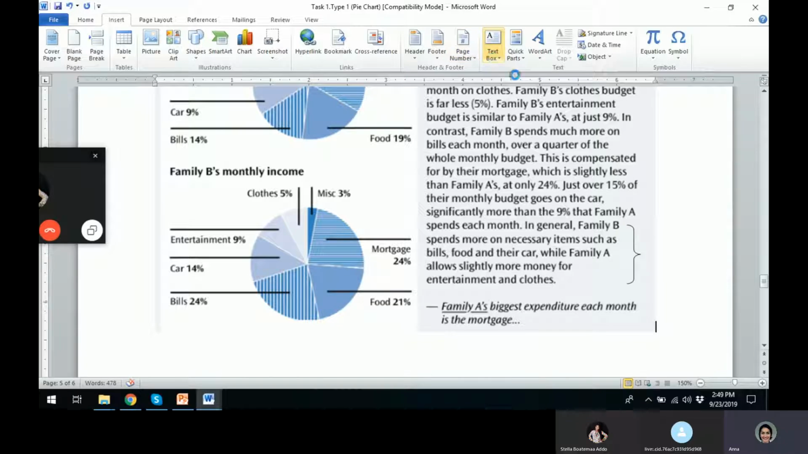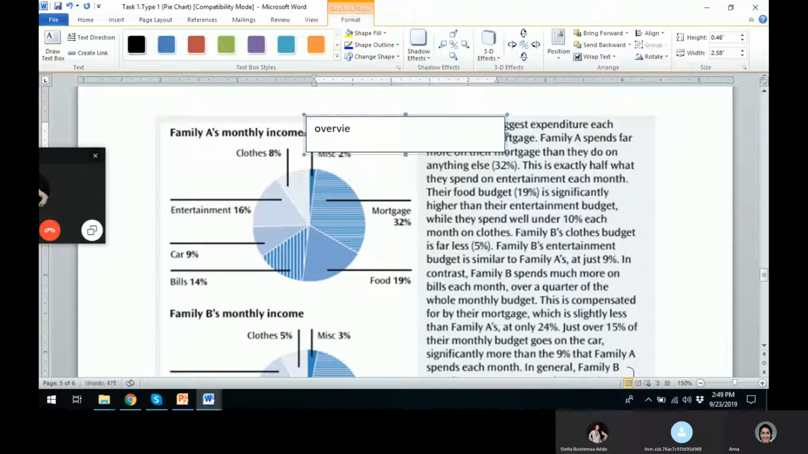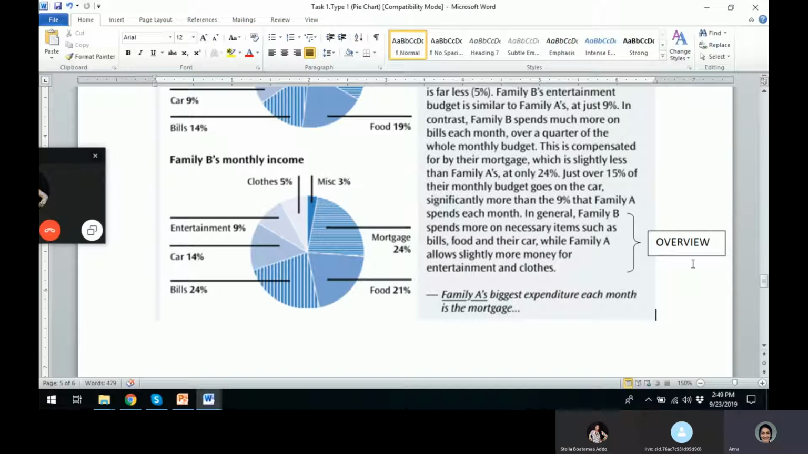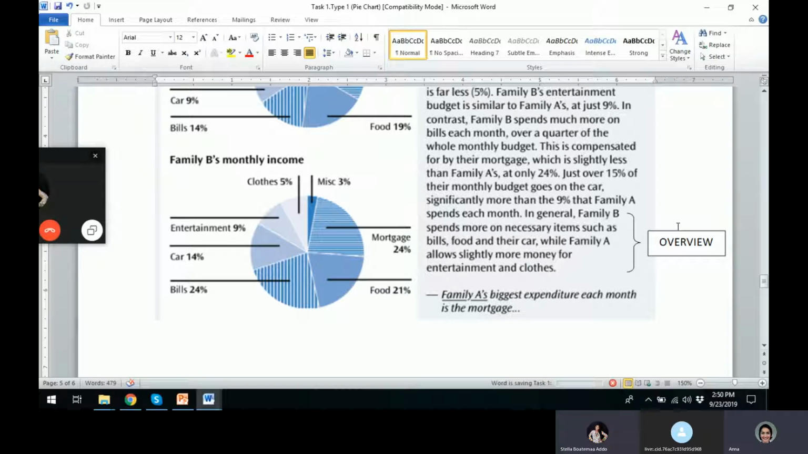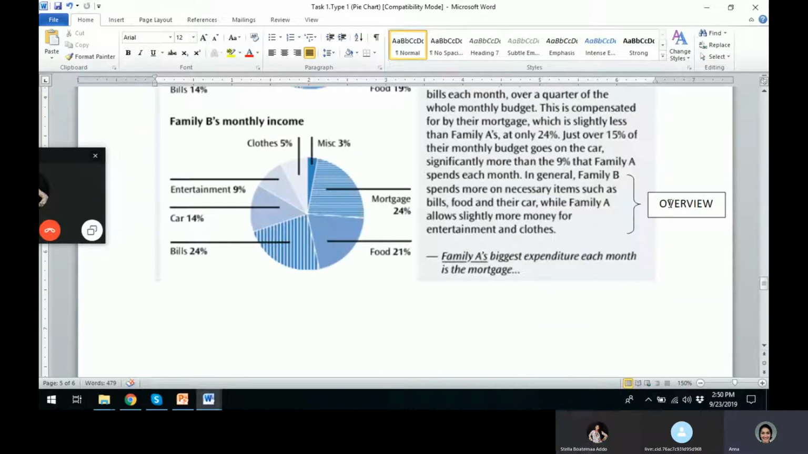Anyway, I'm going to resend this back to you later with the notes. But usually, where do you write the overview? You write it in the introduction, not at the end. I just wanted to point out how you compare Family A and Family B's budget overall. Any questions about this exercise? Okay, very good.